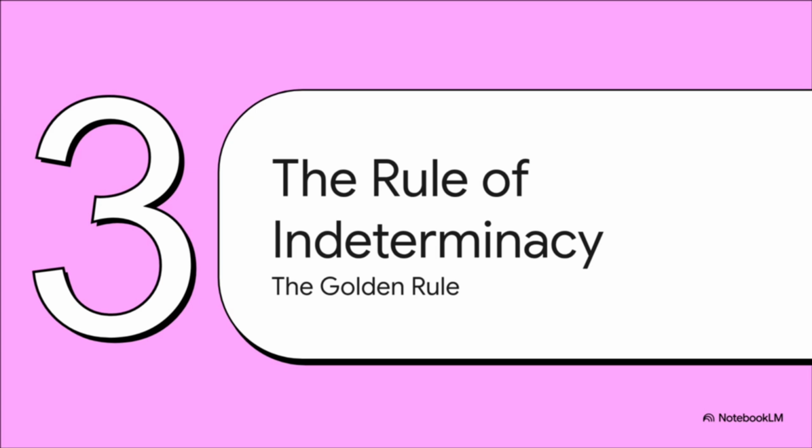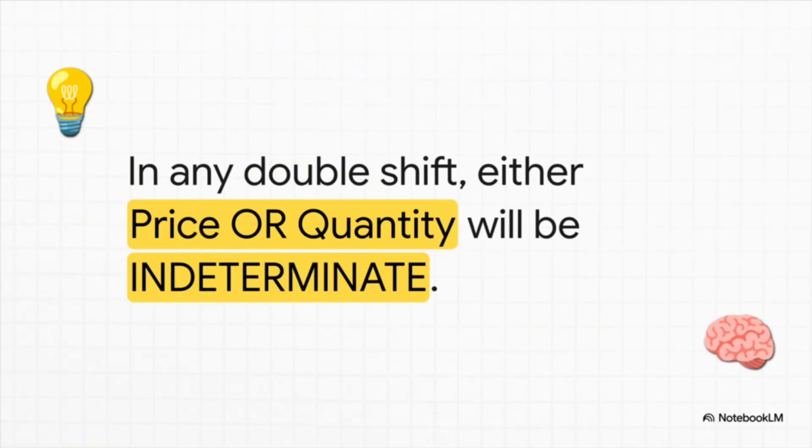Okay, so this whole breakdown leads us to a really, really important idea. I like to call it the golden rule of double shifts. And once you get this, everything else just clicks into place. Here it is. This is the key. In any double shift problem, one variable, either price or quantity, is going to be indeterminate. You will always know for sure what happens to one of them because both shifts are pushing it the same way. And you will always be unsure about the other one because they're in that tug of war we talked about. One is certain, one is indeterminate. Every single time. Burn this into your brain.